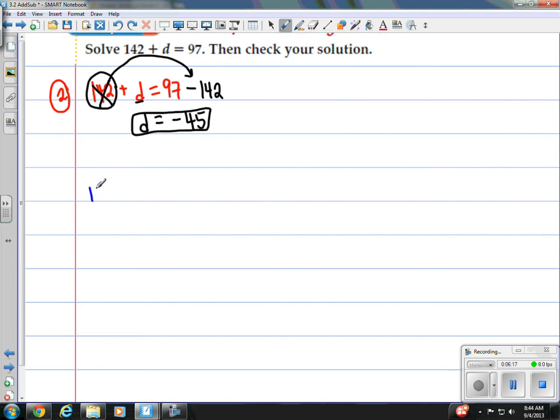So we go back up to our original 142 plus d equals 97. Now I'm going to replace d with a negative 45, so 142 plus a negative 45 equals 97. So now we know that different signs, a plus and a negative, are different, so we get just a minus. So 142 minus 45 is 97. And 97 equals 97, so we check.